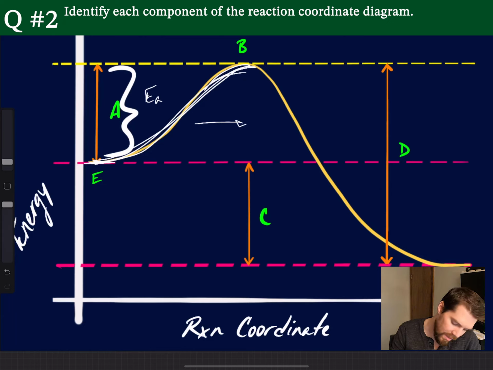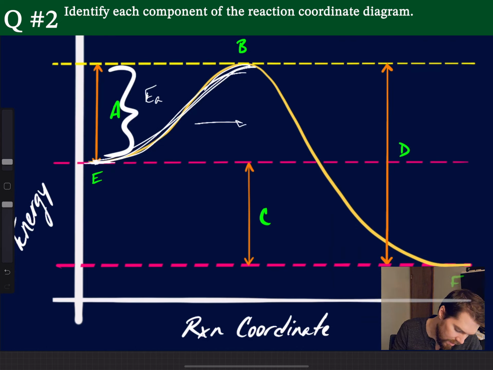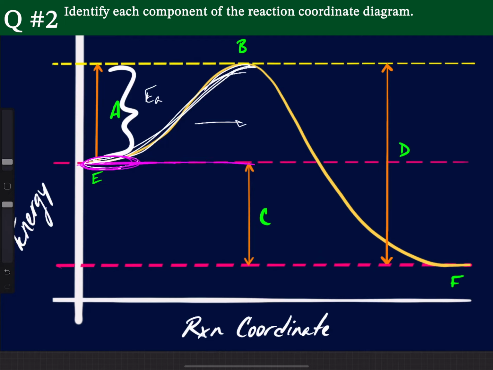Letter C, that's our reactants. And if we end here, that's our products. That's going to be the overall change in enthalpy of the reaction. Change in enthalpy, change in energy, that is a state function, which means we don't really care about the path all that much. What we care about is where did you start and where did you end?